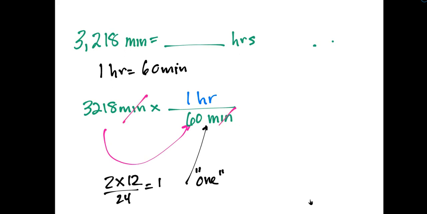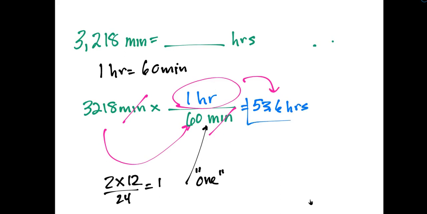Here we go. Minutes cancel out. So what are you left with? Hours. So now it's 3218 divided by 60. Boom, 53.6. And that should be in blue. Now, I'm not going to talk about significant figures, but 53.6.